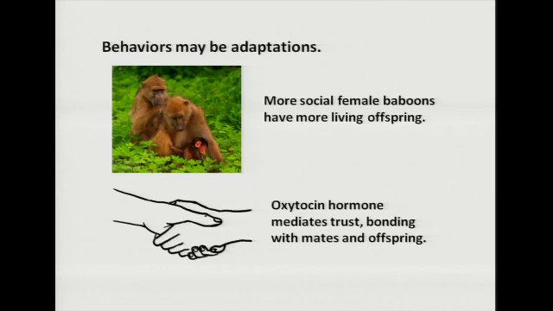What about us? Of course, our behavior is all learned, right? No. There's a hormone called oxytocin that mediates trust, it mediates bonding with mates, and it mediates bonding with offspring, mother love. And oxytocin is a protein. It's coded for by genes. There are variants of the oxytocin protein. There are variants of the oxytocin receptor.